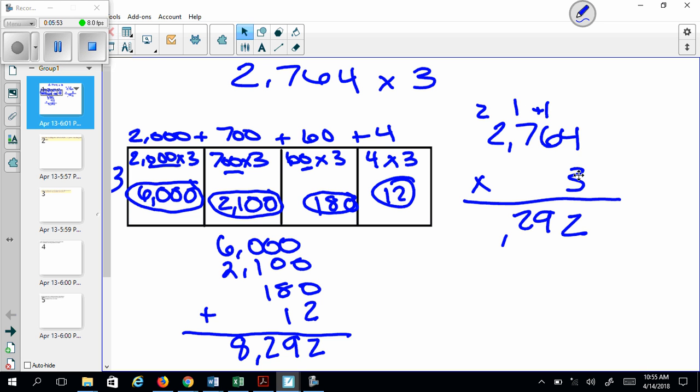2 times 3 is 6. Plus 2 is 8. These two are the same number. So you get the same answer no matter which way you go about it. It's whichever one you are more comfortable with. Got it? Alright, so let's go to our first problem.